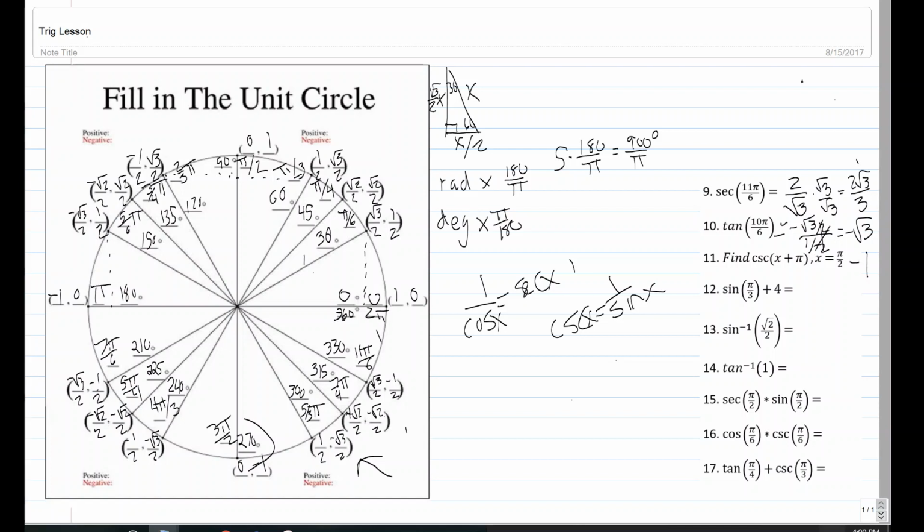Sine of pi over 3 plus 4. Well, I'm just going to take whatever the sine of pi over 3 is, which is root 3 over 2, and add it to 4. So that's root 3 over 2 plus 4. There's really not a lot more to say about that one.